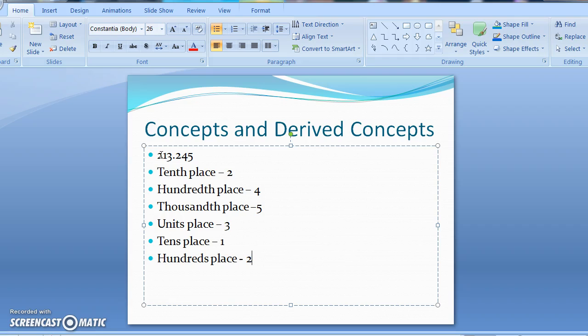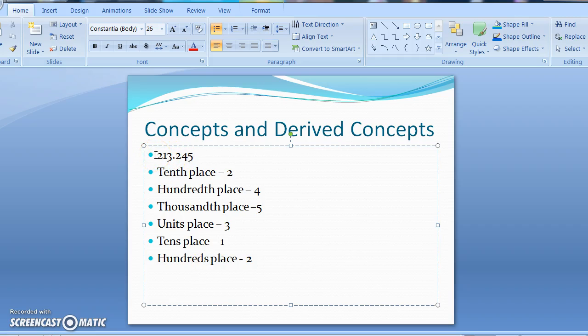Tenth place, hundredth place. A few things to notice and keep in mind. Here it is ending with TH, here it's ending with TH, here it's ending with TH. So you know now that if we are talking about tenth, hundredth, thousandth, we are talking of the digits to the right of the decimal. And here you notice we have S, S, S. So we know now that if we are talking about the units, tens, hundreds, we are talking about the places before the decimal.